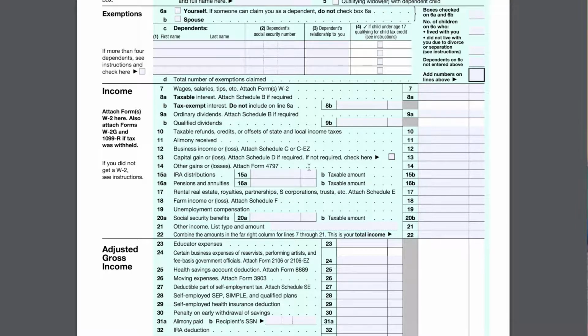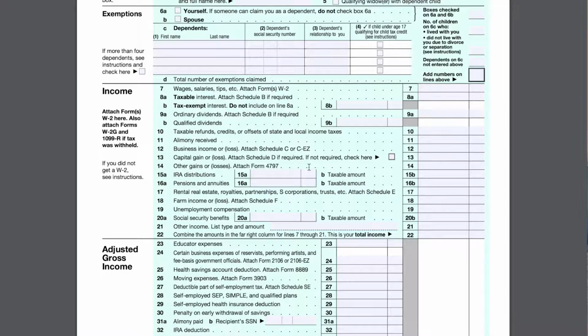We may have to do a Schedule C if we had a small sole proprietor business of some sort, or even if it was large, I guess. Then we have other gains, IRA distributions if we were withdrawing from our IRA, pension distributions if we were withdrawing from our 401k or 403b, rental income if we had a piece of real estate that we were renting out, and then farm income from a Schedule F if we were growing corn or some other product, hazelnuts in our neck of the woods.